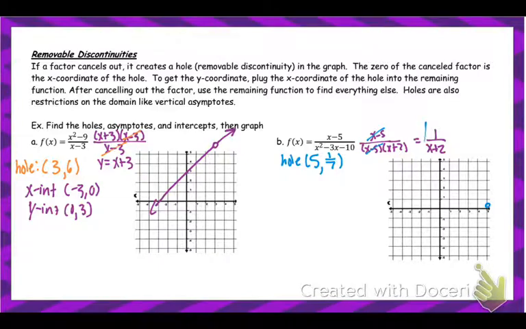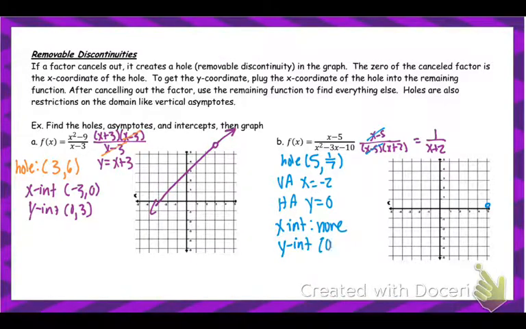Then we can just continue to graph the function 1 over x plus 2 the same way we have graphed all these functions so far. Let's find the vertical asymptote, the horizontal asymptote. The x-intercept in this case is when the top equals 0. Well, 1 is never going to equal 0. So this graph doesn't have an x-intercept. Y-intercept, if I plug in 0 for x, then I would get 1/2.